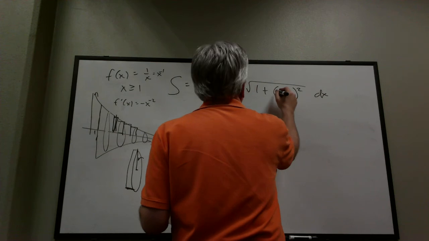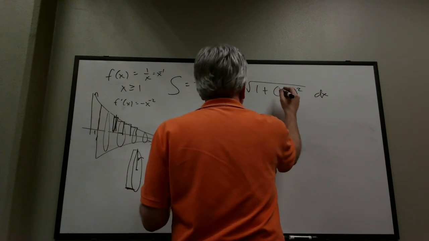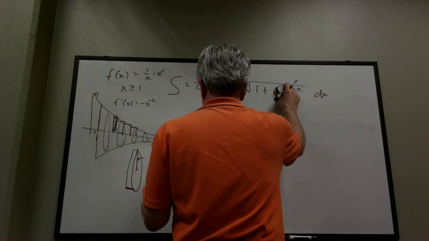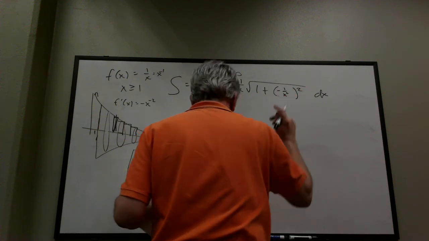Fine. I wrote that down wrong. It's 1 plus. Oops, sorry. I already got the 1 plus. The derivative is, I'm going to write minus 1 over x squared.